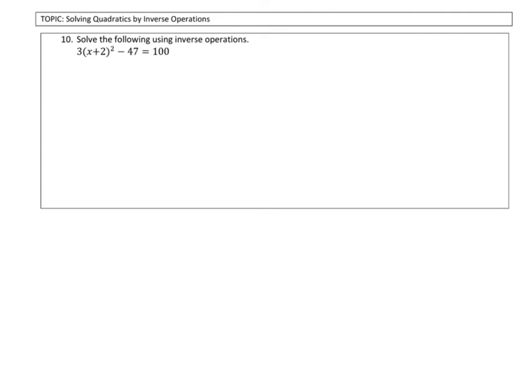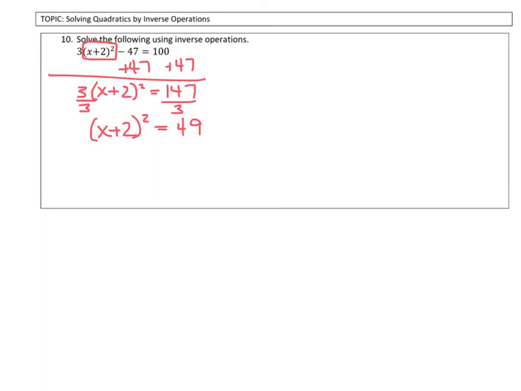Number 10 is asking us to solve using inverse operations. In order to do that, we have to get the thing that's squared by itself. So a couple quick steps. Taking a look at what I did, I first added the 47 to both sides. Always remove the addition or subtraction first by doing the opposite. Then I divided both sides by 3, leaving my (x plus 2) squared by itself, equal to 49.